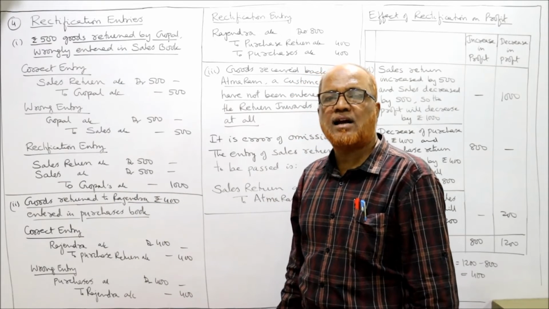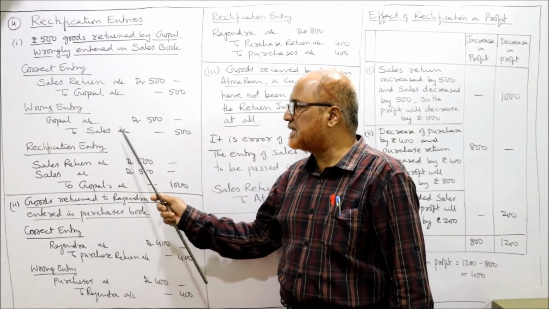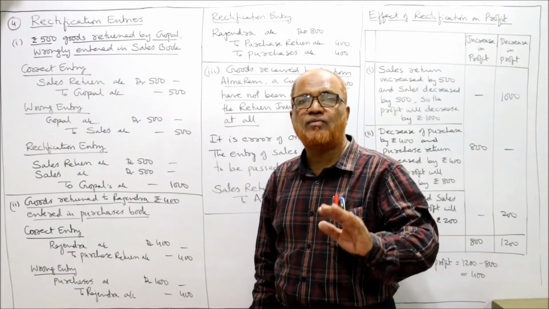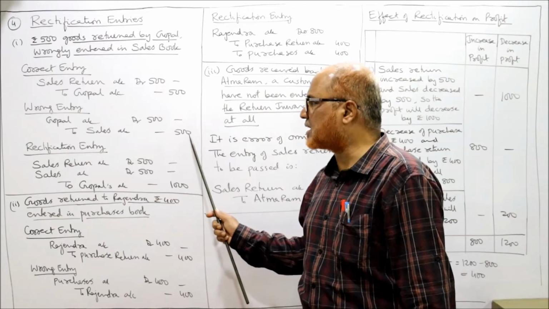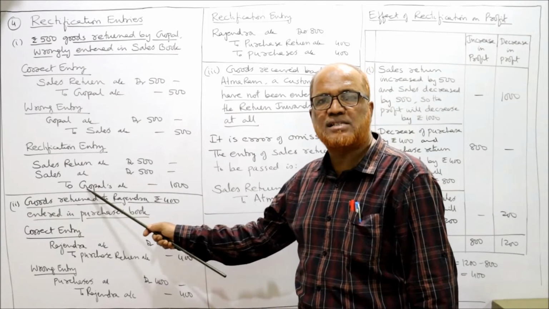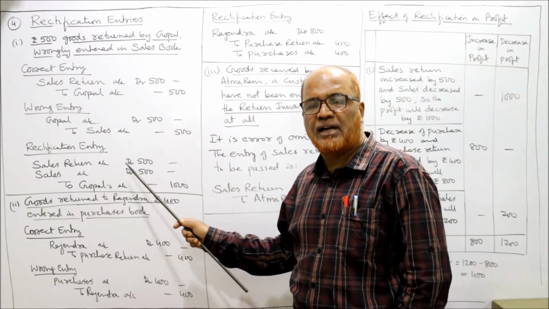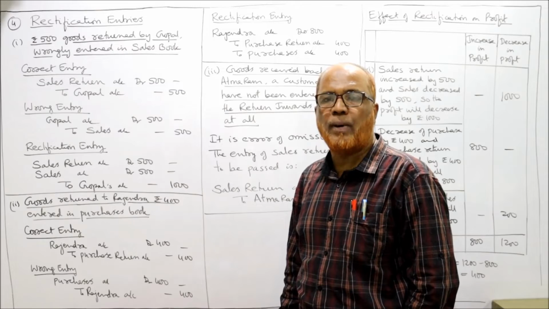Now the sales account was credited by mistake, by 500. To rectify it, we have to debit the sales account. So sales return account debit 500, sales account debit 500, to Gopal.